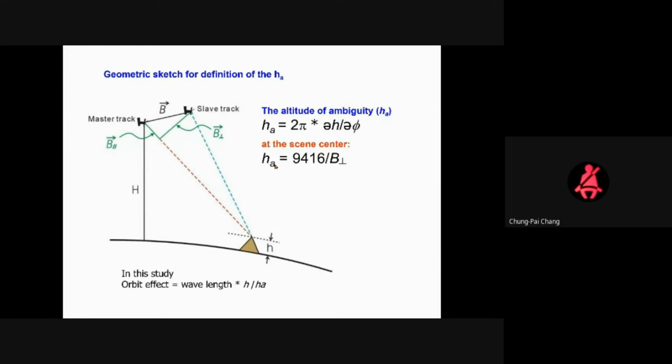But if you do the geometric interferometric calculation and you still see some fringes, what does that mean? What do these fringes mean? Maybe it's a deformation. Of course, you have to remove the orbit effect, the topographic effect, and the atmospheric effect and so on. All removed, and then the information remains. We can say that is a deformation result.